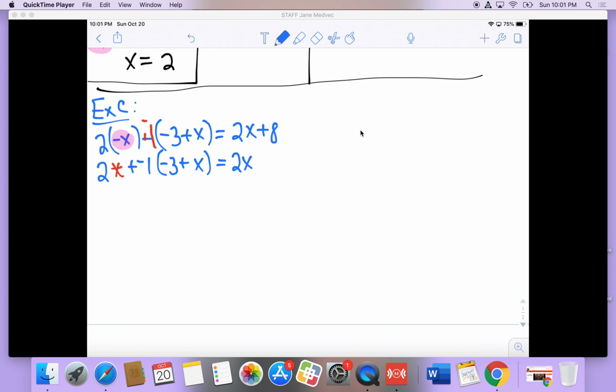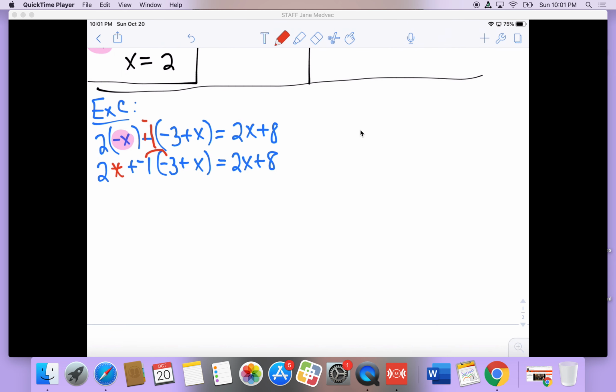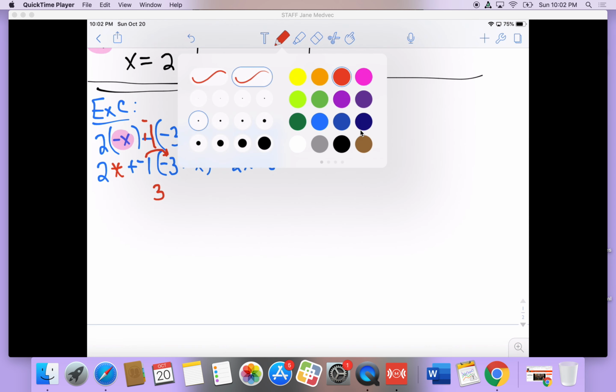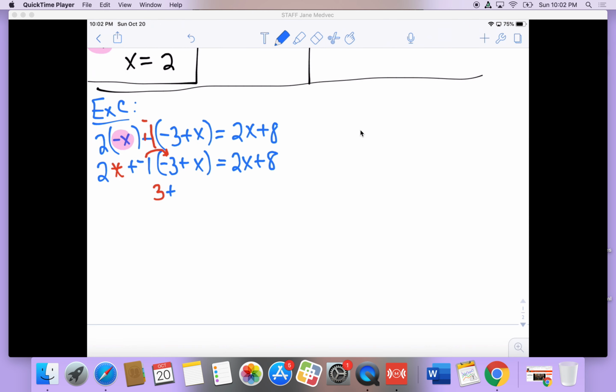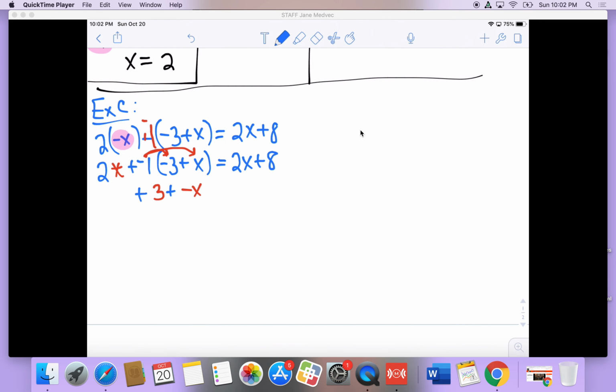Don't do too many steps at once. Do one thing at a time. Otherwise, it gets really confusing. Now what I'm going to do is take that -1 and multiply it by -3. So I end up with a 3. Sign between is a plus. And then I'm going to take that -1 and multiply it by x. So I actually got a -x. And let's go ahead and write down that other stuff around it.